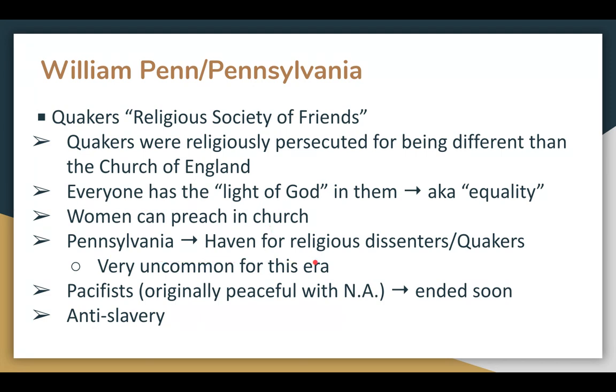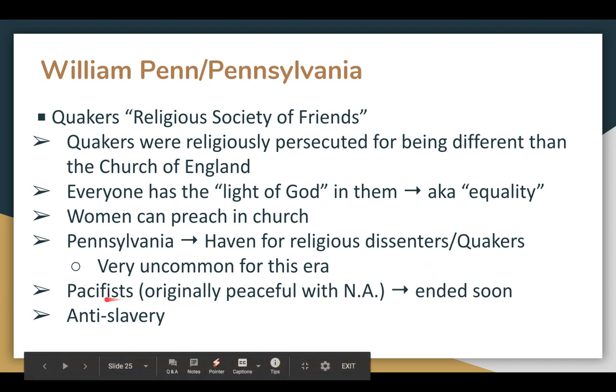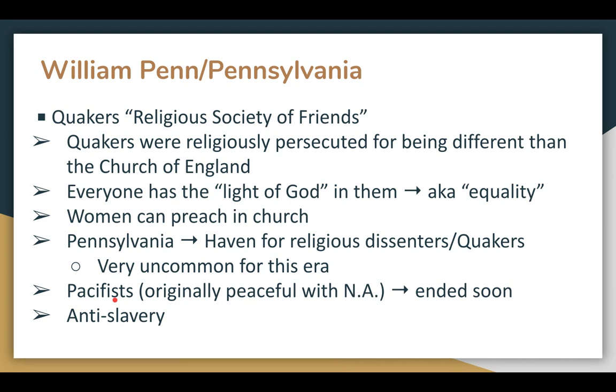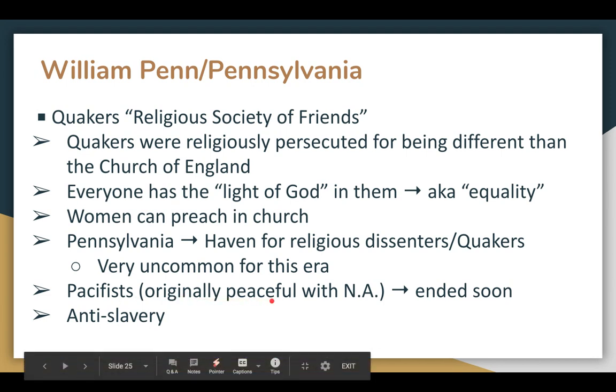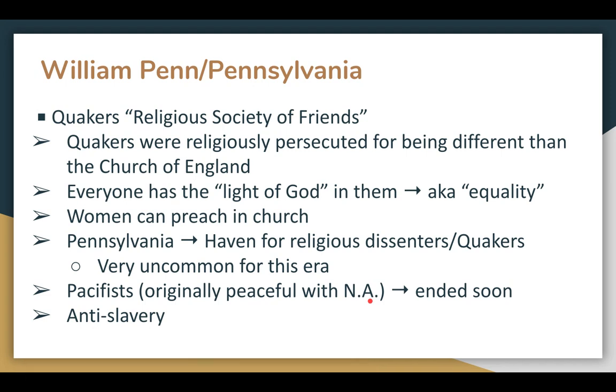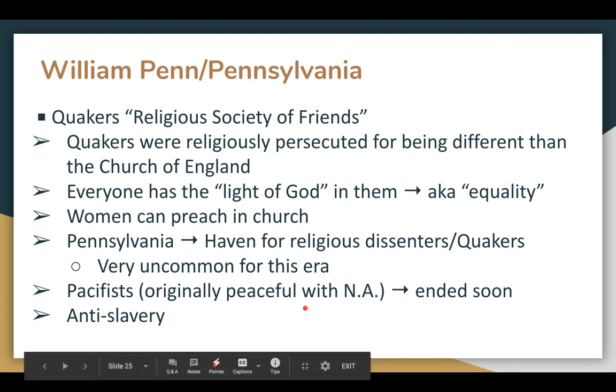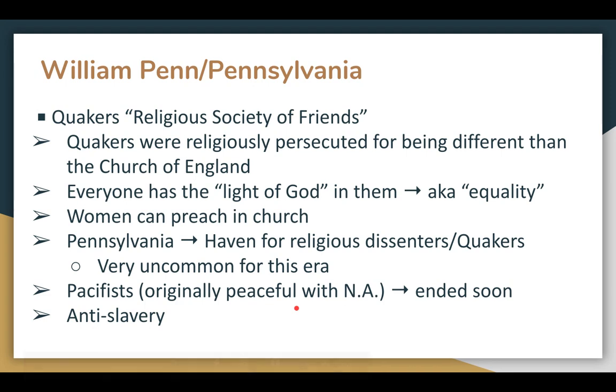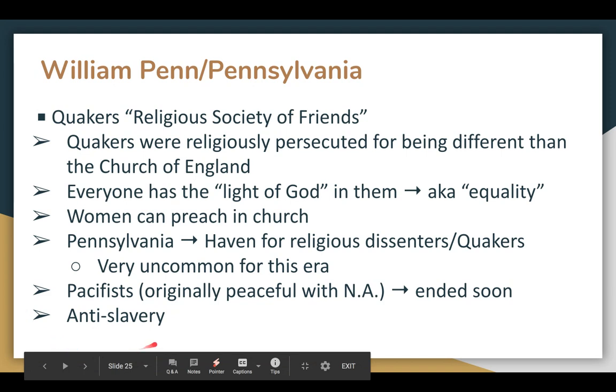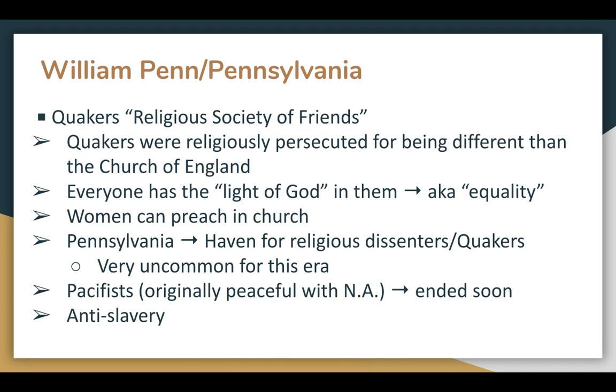Pennsylvania was a safe haven for religious dissenters and mostly Quakers. They were pacifists, meaning that they don't believe in violence. So they were originally peaceful with Native Americans. That didn't last forever. But hey, in the beginning, they were more friendly with Native Americans. And last but not least, this is a huge one, Pennsylvania, we see one of our first foundations of anti-slavery. So I cannot wait to tell you guys the whole story of the people that spoke up against slavery before it was the cool thing to do. And a lot of it does come from religious origins.